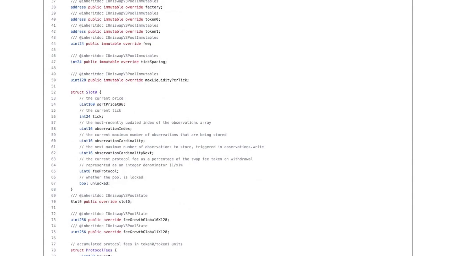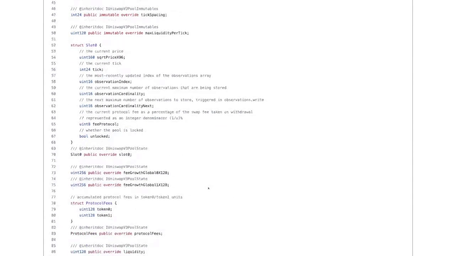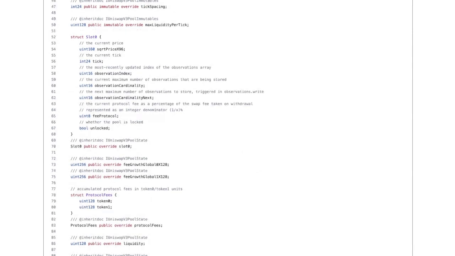Nice. Cool. Then they have the fee growth global 0 and 1 times. I'm not sure what those are, to be honest. Let me pull up the docs. Fee growth global 0x128. Interesting. No idea. Maybe these are indexes for keeping track of fees accumulated in a pair for your LPs.